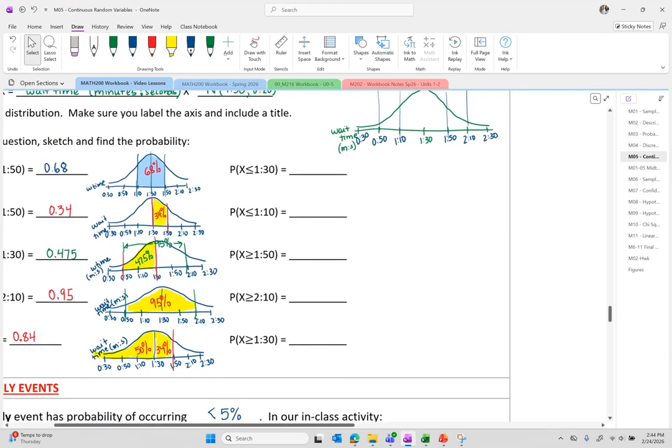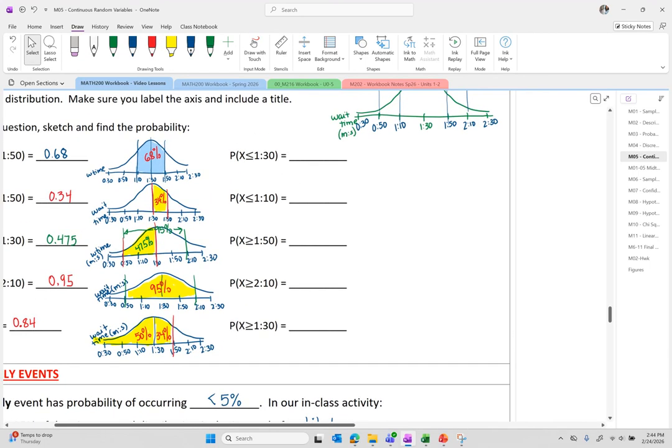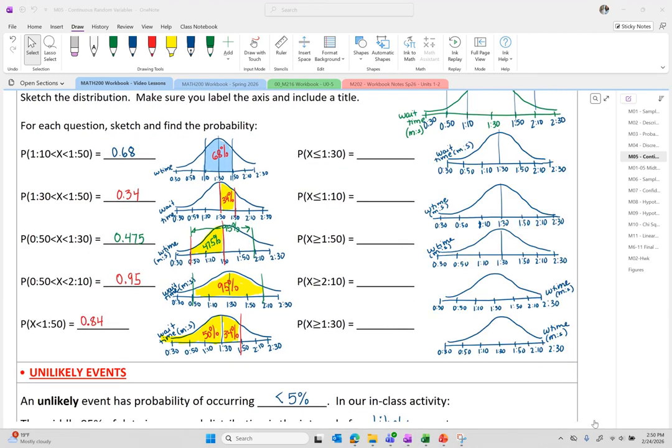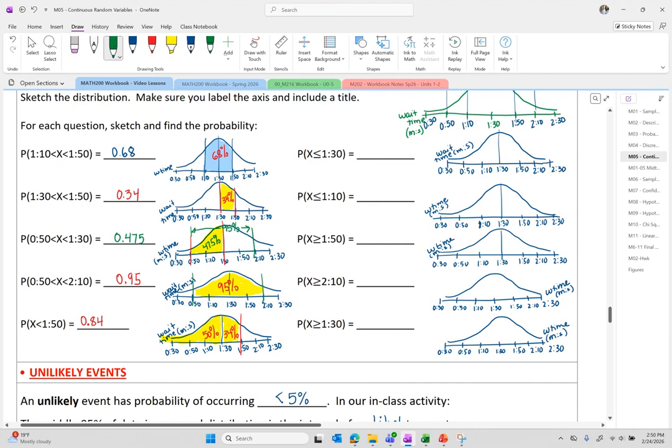Let's sketch the distributions for the rest of the questions as well. So now that we have sketched our curves, we can answer the rest of the questions. What's the probability x is less than 130? Well, 130 is the mean. The mean is also the median. So less than 130 will be half of the data. So the probability will be 0.5.